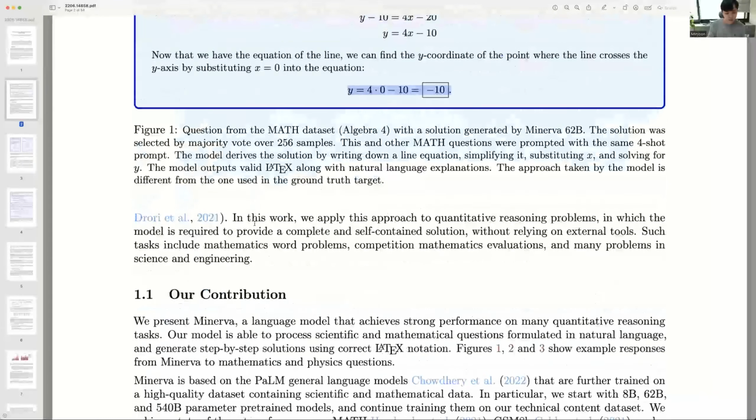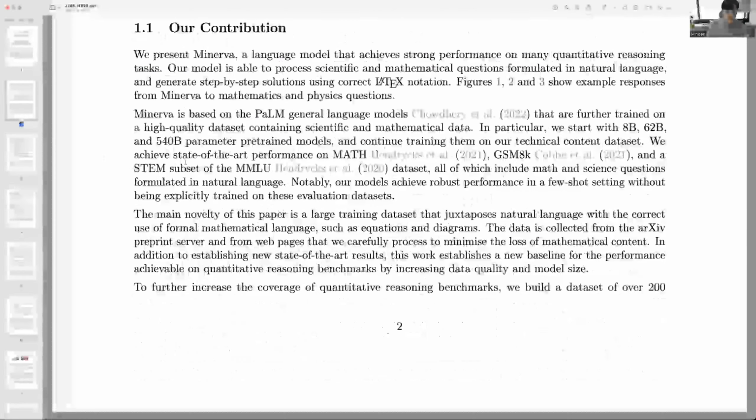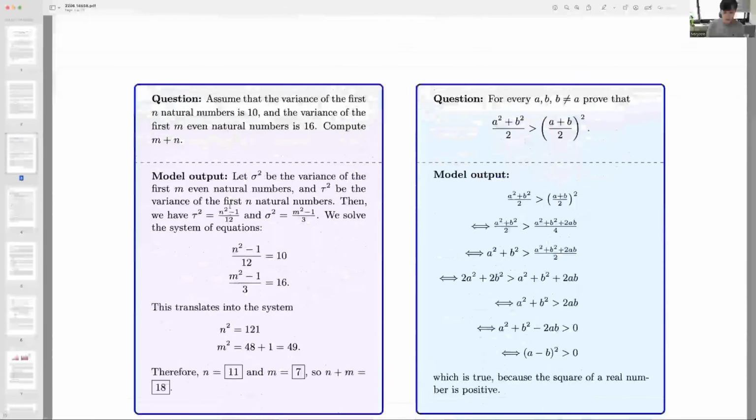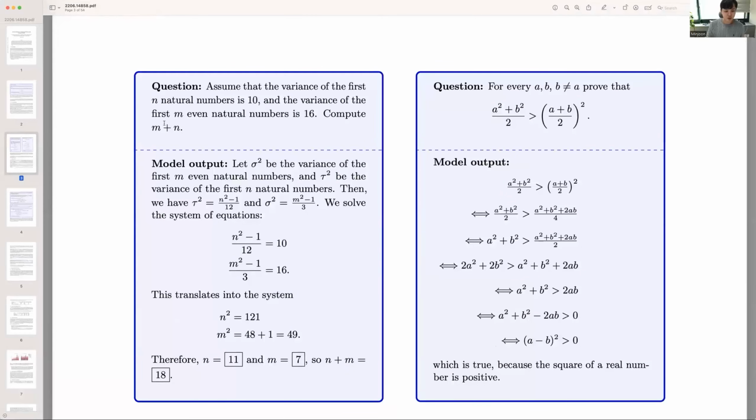They're saying their contribution is mostly about how they could fine-tune it and achieve very strong performance on very challenging quantitative reasoning tests, not just these toy tasks or these elementary school kids' tasks. So it can be as hard as these questions, for instance.